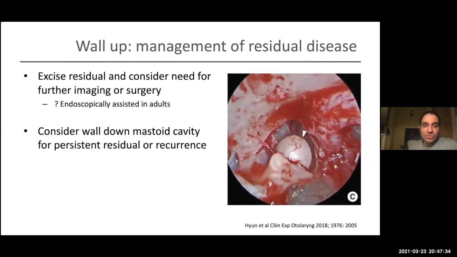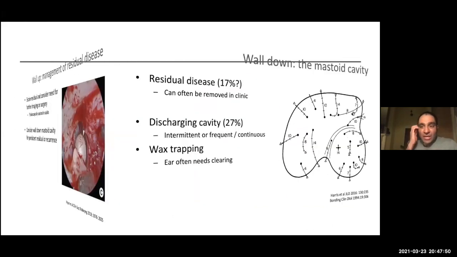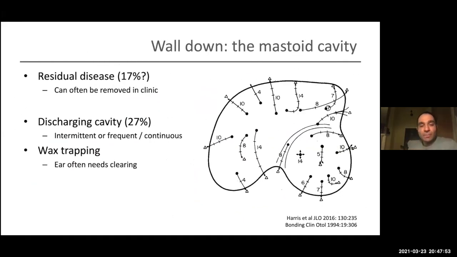If you've got residual disease, you can excise it, and you then need to consider whether further imaging or surgery is required. If it's a small residual, you may be able to do this endoscopically, as shown here. It often shows up as a little white pearl. Or if it's really, really persistent, you may need to consider the wall down approach, because the wall down approach is actually associated with much reduced risk of residual disease. Some papers quote 17%. I think it's much, much less than that, because if you do get residual disease within a mastoid cavity, you can normally just suck it out in clinic.